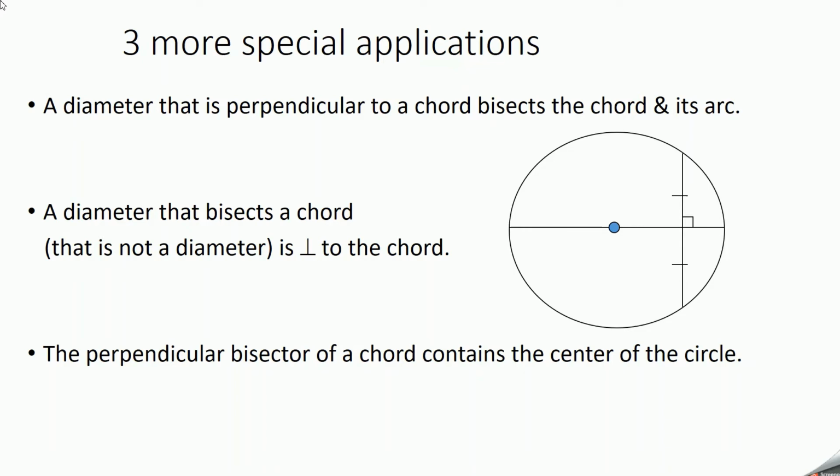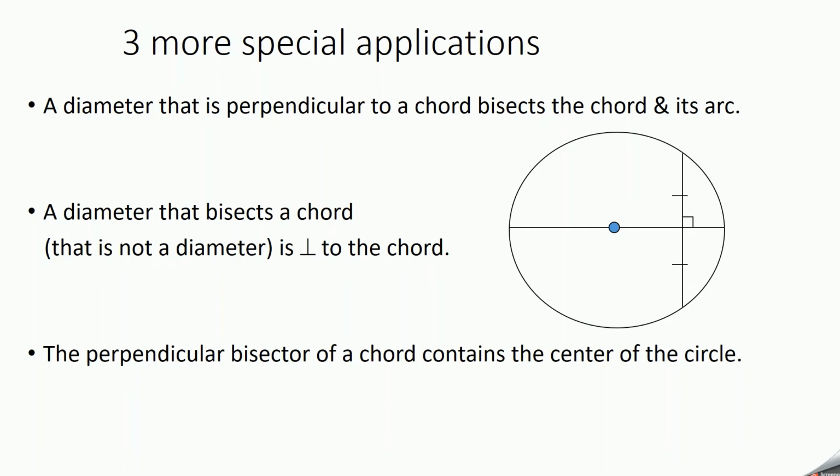Finally, there's 3 more special applications. These 3 applications basically say the same thing with different words. A diameter that is perpendicular to a chord bisects the chord and its arc. So if you look at the picture at the right, we have a diameter through the center of the circle. It makes a right angle with the chord, so therefore the chord is being split in half, as well as that arc made by the chord.